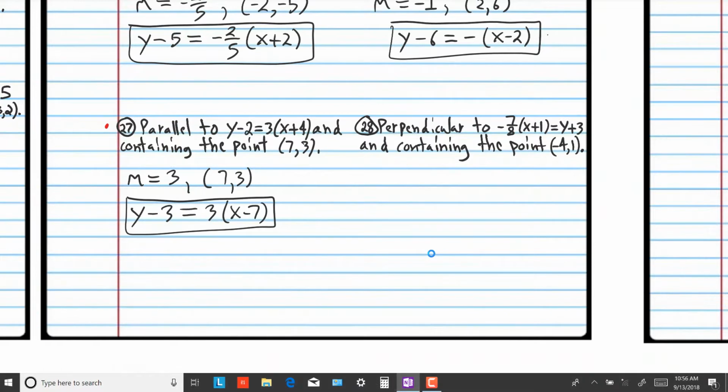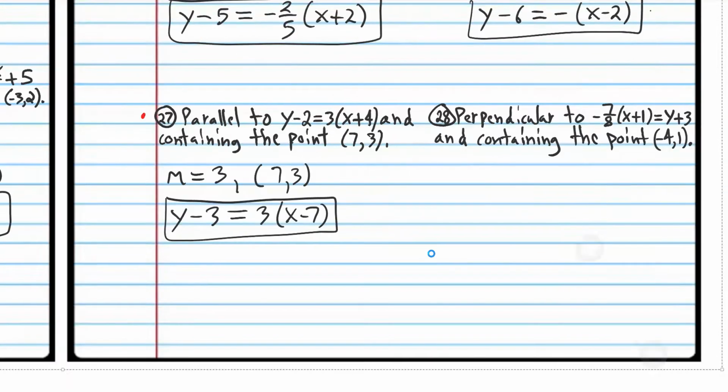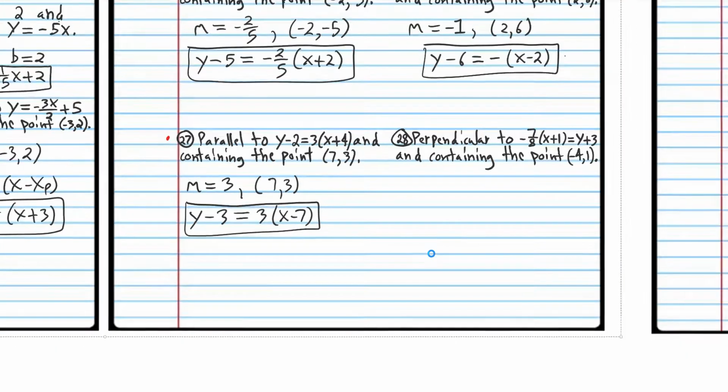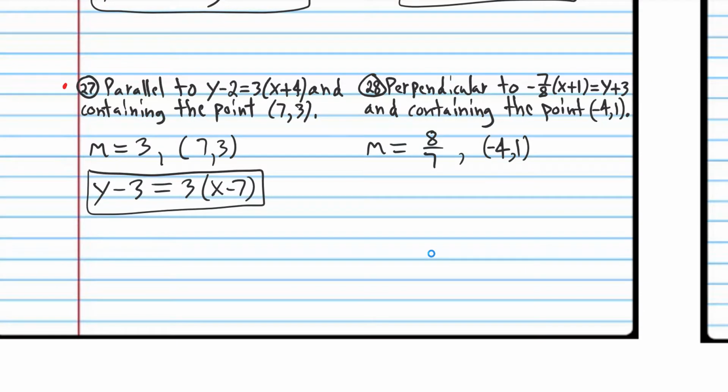All right. So number 28, again, we have the same situation. This is in point-slope form, which means that this number is the slope. That equation is kind of turned around a little bit, so don't worry about that. No big deal. The y is on the right side, but that's okay. You can do that. So the slope of our line is positive 8/7 because you flip and change the sign. And we're told that (-4, 1) is a point on our line. So we just use point-slope form as usual. And there we go.